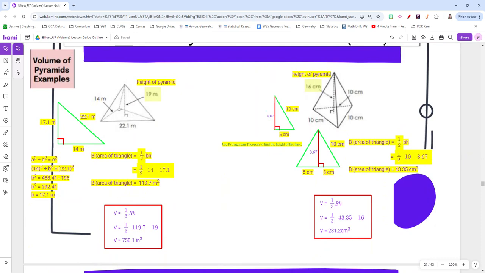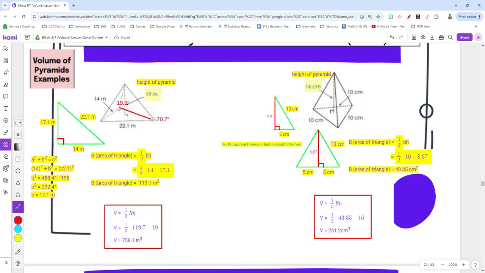Next up, you will see on your notes page a triangular pyramid. This time, the triangular pyramid has a right triangle for its base. It's not going to change anything that we do with our process, but we do need to figure out the height of the triangle that is the base, okay?